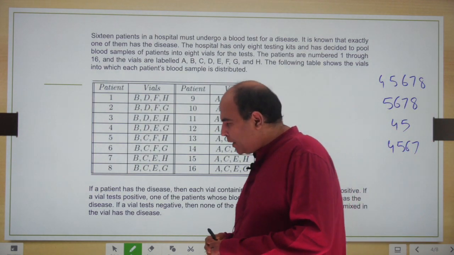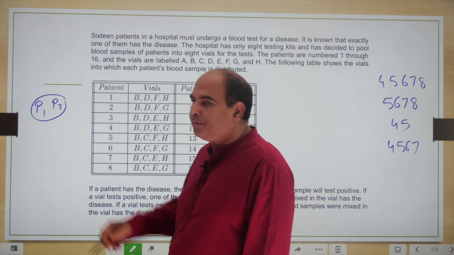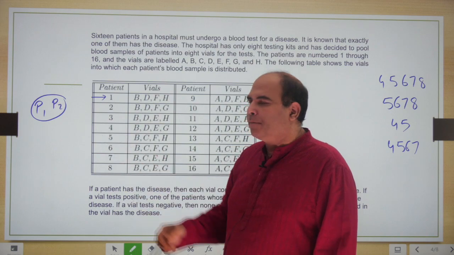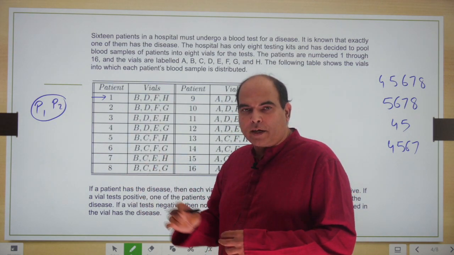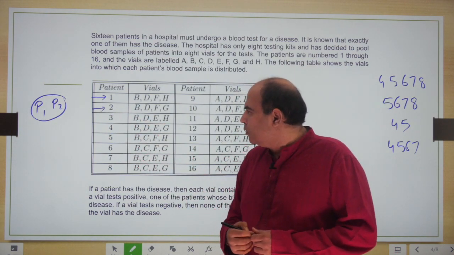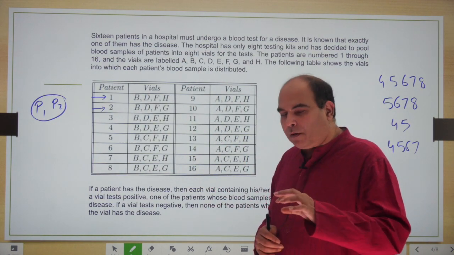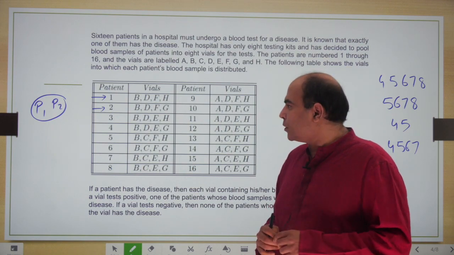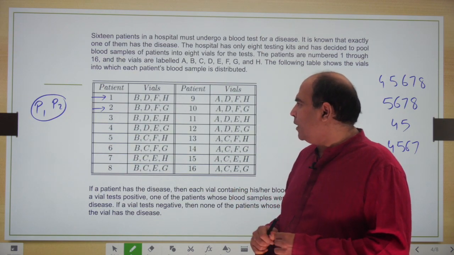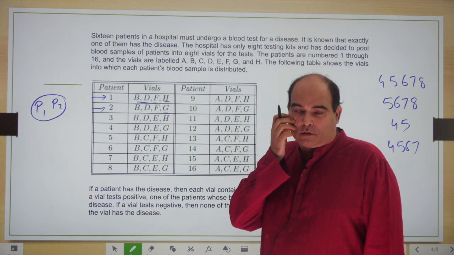So let's say I mix patient 1 and patient 2 blood. If they are mixed, what will happen is patient 1's vials will also get patient 2's blood, and patient 2's vials will also get patient 1's blood, because the bloods are mixed. So what will happen here is, if I mix patient 1 and patient 2, and one of them is positive, then B, D, F, H and G, these 5 vials will turn out positive.